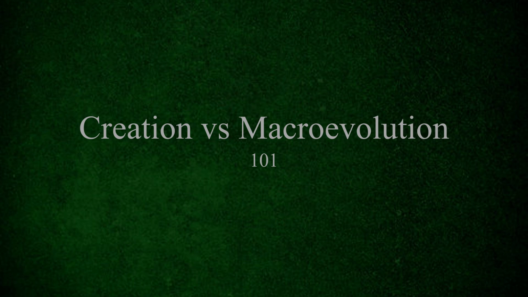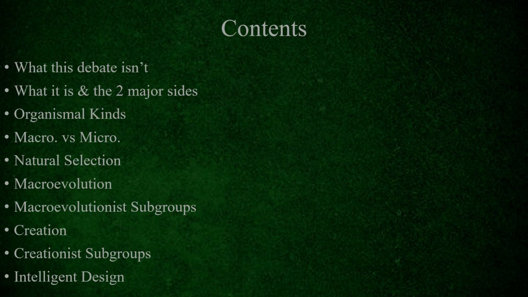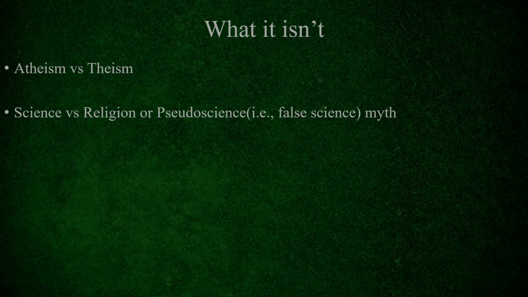This lesson, we'll be going over the basic concepts in the creation versus macroevolution debate. Specifically, what we'll be looking at is what this debate isn't, what it is and the two major sides, what organismal kinds are, the difference between macro and microevolution, what natural selection is, what the macroevolution side is, and then subgroups within it. Look at what the creation side is, and then subgroups within that, and finally look at the intelligent design group. First, looking at what this debate is not.